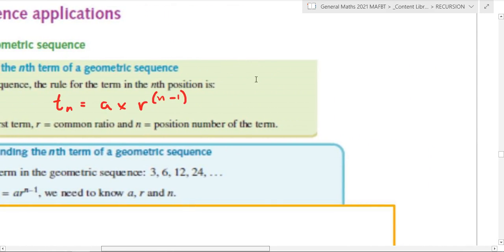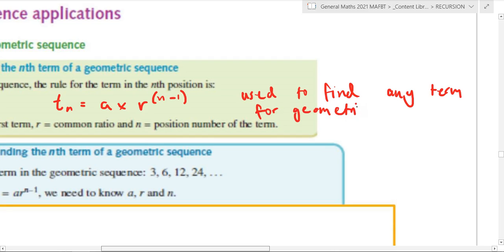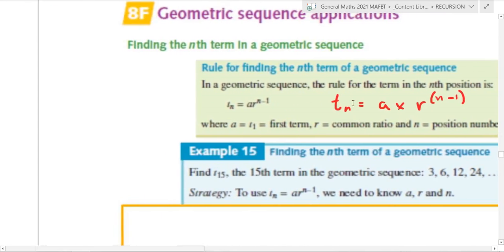So that's the nth term rule for a geometric sequence. Now, when do we use this? Use it to find any term for a geometric sequence. If you want to write down a definition of when you should use this, you can copy this down: use to find any term for geometric sequences.